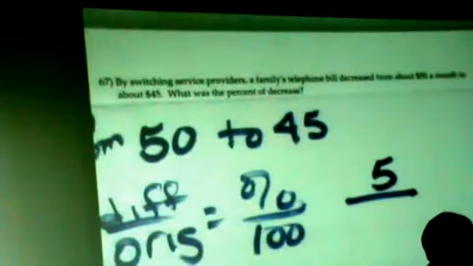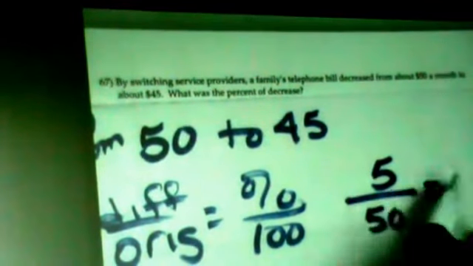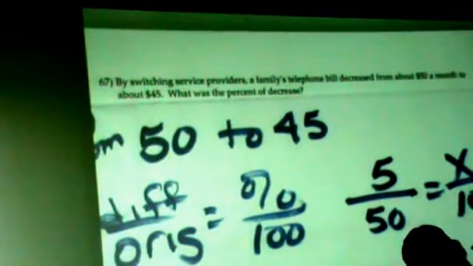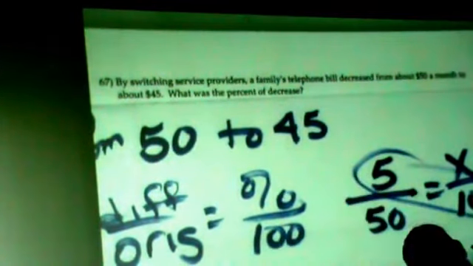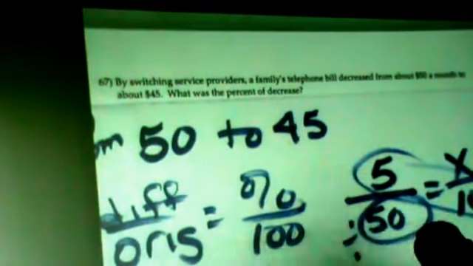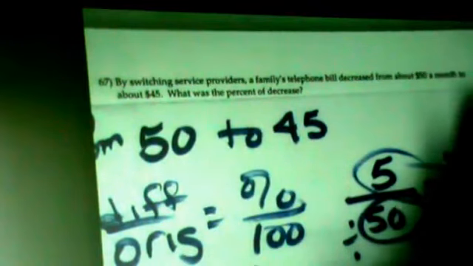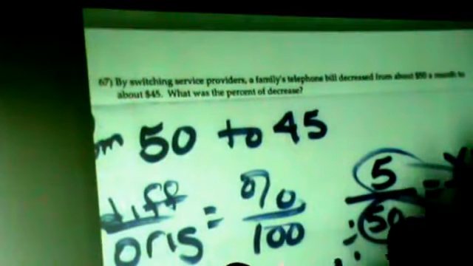You have a question? This was number 67. Okay, what was the difference? 5's the difference. What was the original? 50. Equals X over 100. 500 divided by 50 is what? 10% decrease.